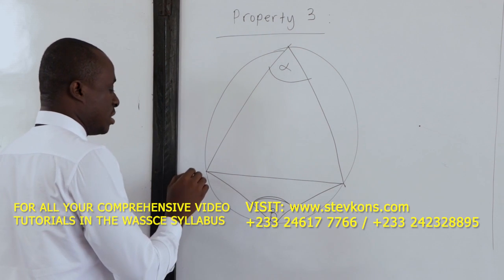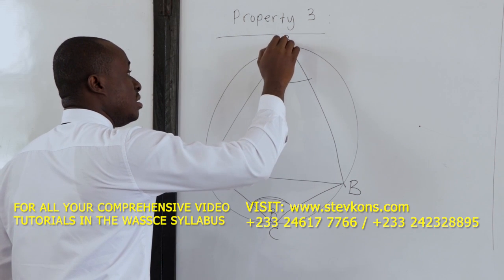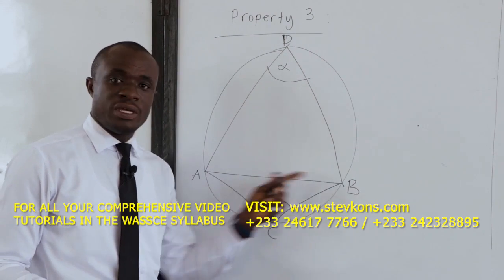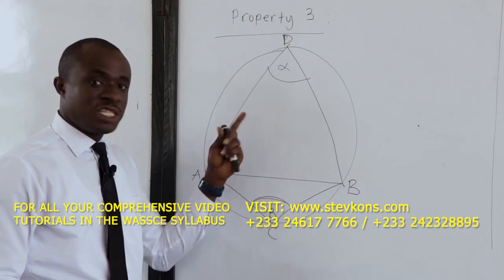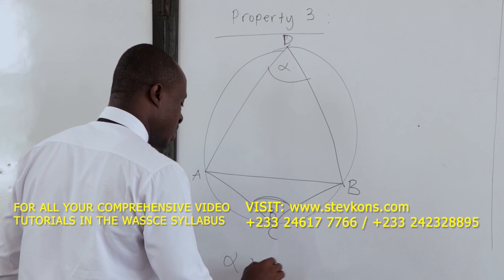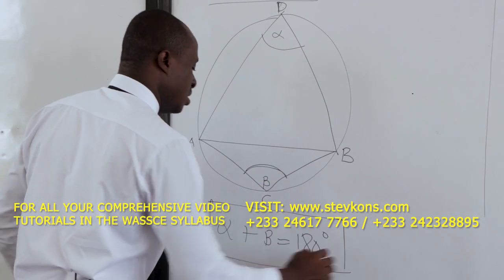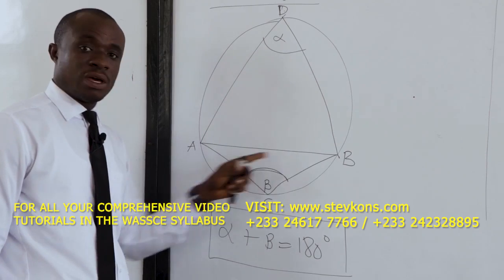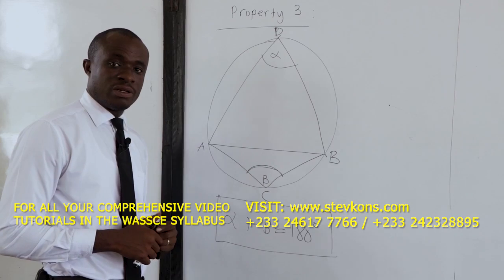Now, let's suppose that this is A, B, C, D. What are we seeing? The angle a chord, so AB is a chord, subtends in opposite segments adds up to 180. So what we are saying is that alpha plus beta is equal to 180 degrees at the circumference, opposite the chord. Hence, the sum of it is equal to 180 degrees.